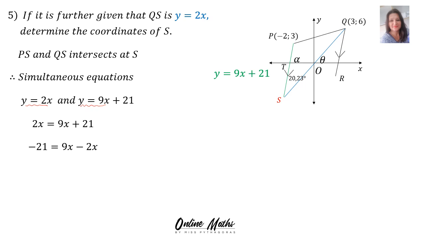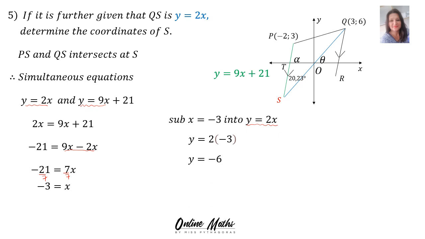and we end with 9x minus 2x is 7x. And then to solve x, divide by 7, divide by 7. And x is -3. To get the corresponding y coordinate, we're going to say sub x = -3 into, and you can choose either of the two equations. I chose y = 2x. It looks easier. Into x's place goes -3. Therefore, the y coordinate at S is -6.